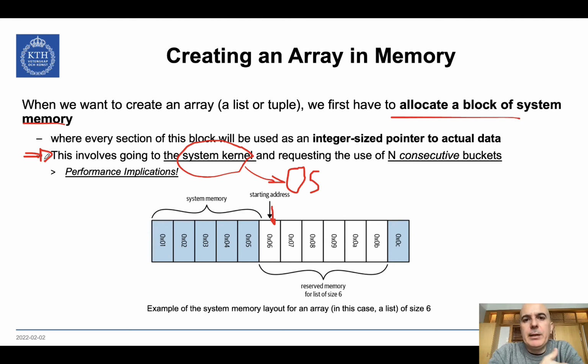The fact that we are involving the OS and making a system kernel call has some performance implications. Whenever we do an allocation, it takes some time because we are basically talking to the OS. So memory allocations are typically slow. We will have a general rule of thumb: we want the least number of allocations, to amortize the cost of going and talking to the OS.